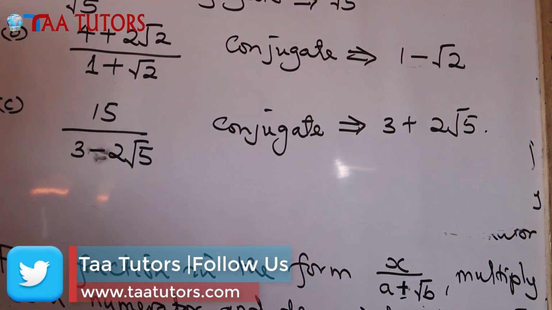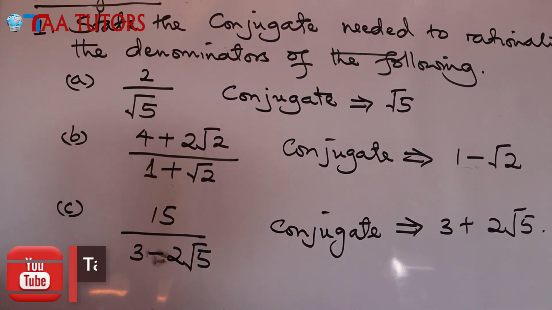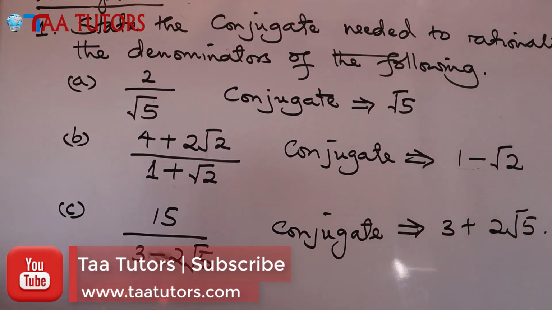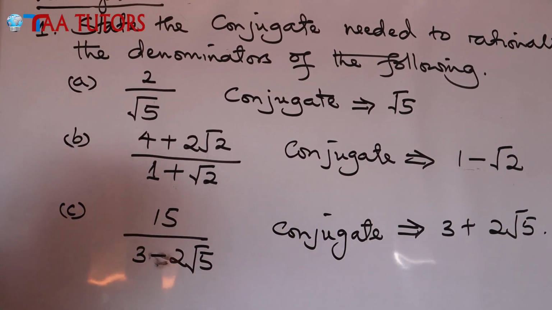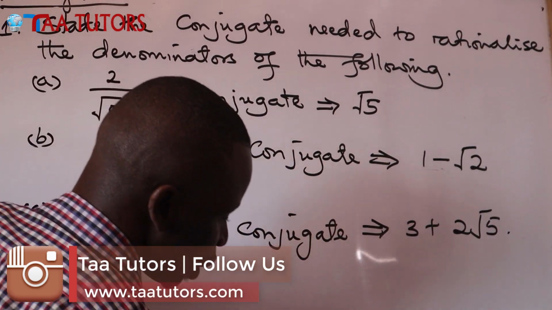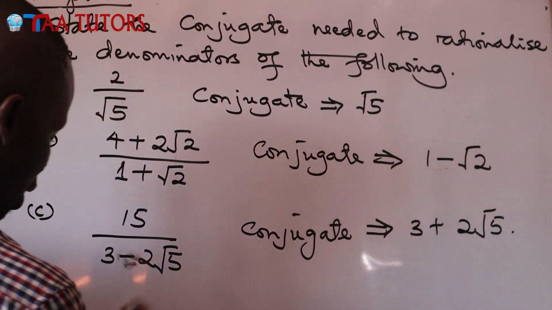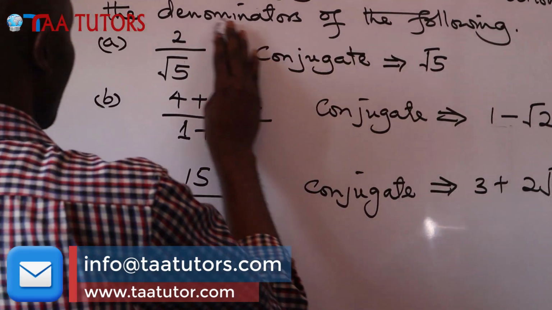So viewers, for you to rationalize the denominator, you must first of all be able to identify the conjugate. If for any reason you identify the wrong one, then the answer will not be rationalized, or the denominator will not be a rational number. Let us now go to the questions which deal with rationalizing the denominator, and I want to first talk about examples that apply rule 1.